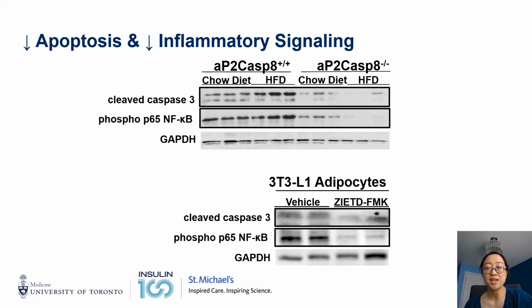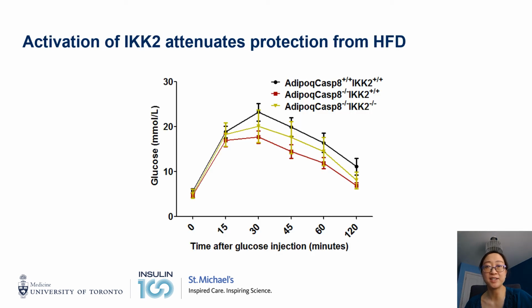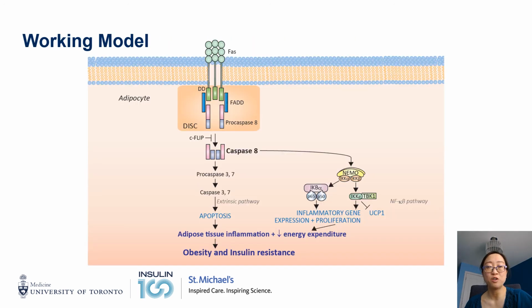So to see whether these changes in NF-kappa B signaling were resulting in changes in glucose tolerance, we specifically activated NF-kappa B signaling in the adipose tissue of our knockout mice and found that this partially attenuated the improved glucose tolerance we were seeing. Overall, this data suggests that caspase 8 plays an important role in apoptosis and NF-kappa B signaling in adipose tissue, and knocking down caspase 8 results in decreased inflammation and improved glucose tolerance.